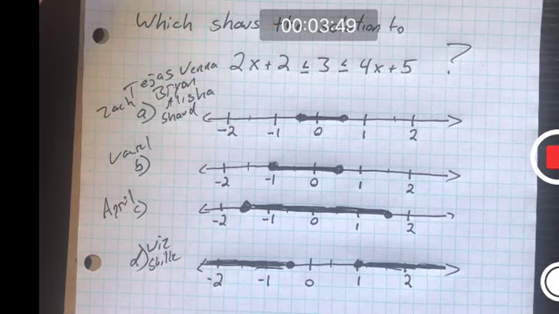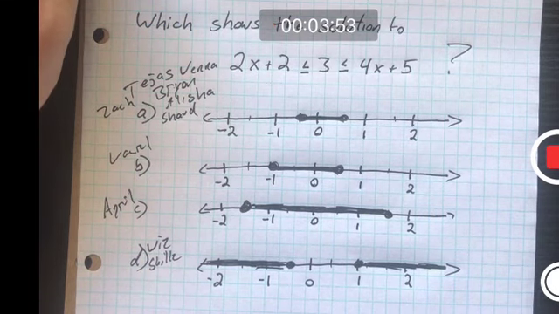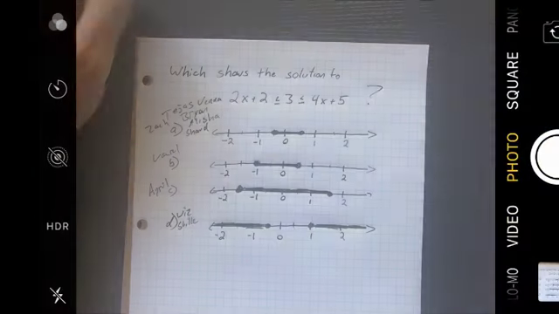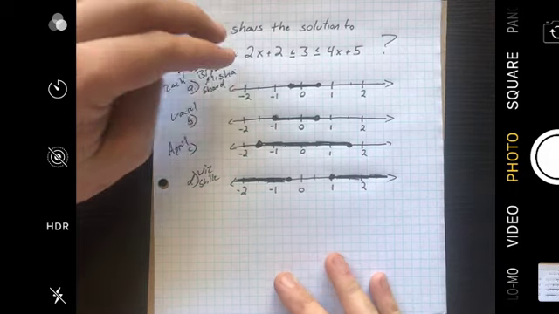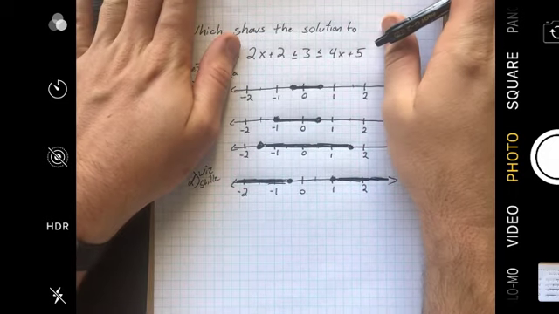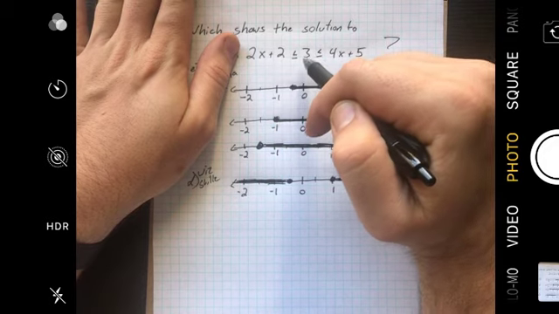Okay, so I gave you guys 4 minutes on this one. This one's very difficult, but I'm going to show you guys how to do this, and then the next time you do something like this, it won't be as difficult. So notice that both of these expressions need to be true. 2x plus 2 needs to be less than or equal to 3.